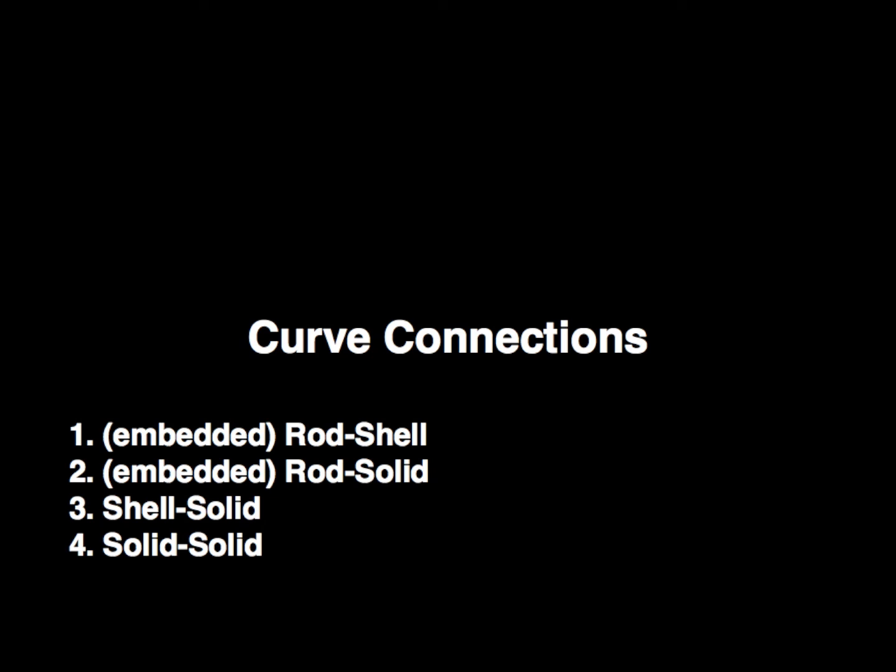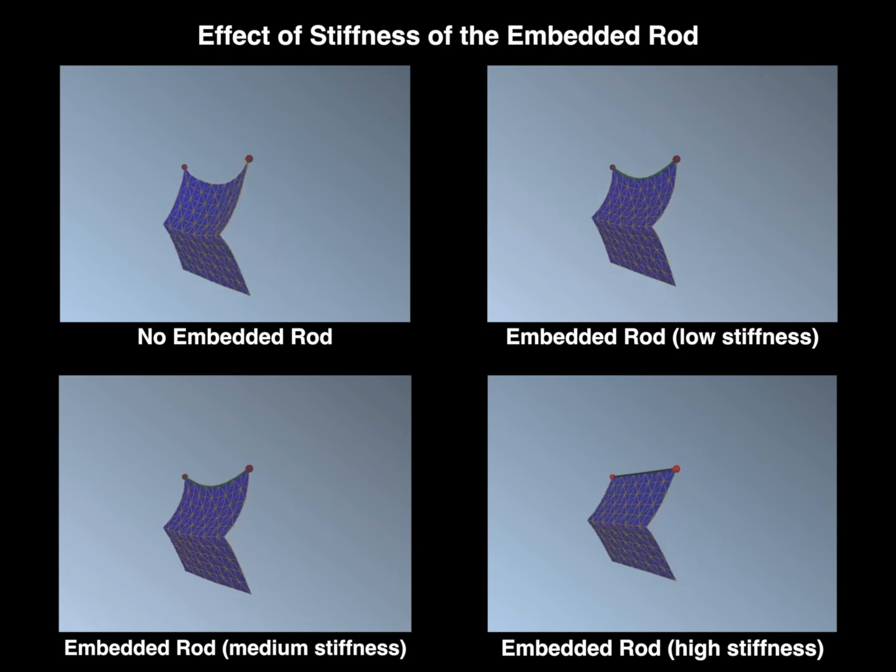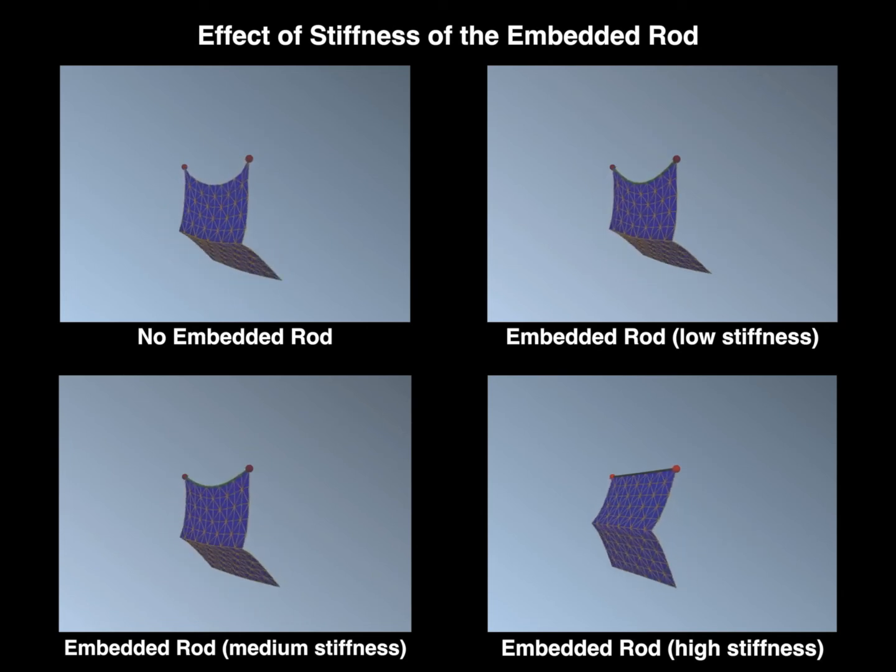There are four possible curve connections. We first illustrate a rod-shell connection in which the rod is embedded into the shell. The shell with embedded rod is released under gravity. Note the differing behavior as the stiffness of the rod is increased.